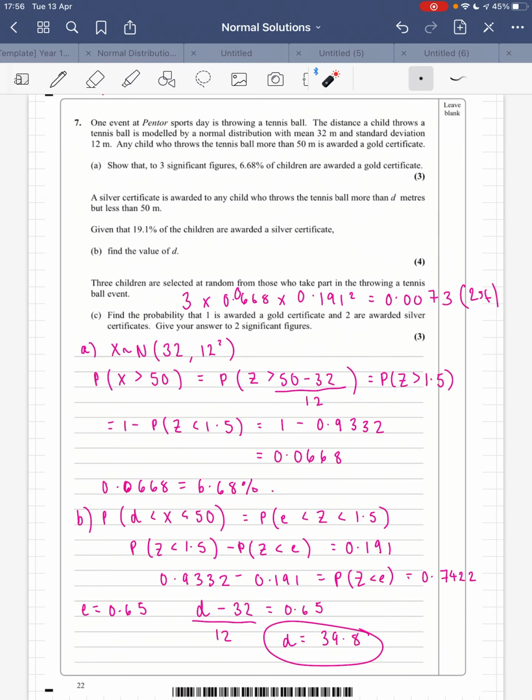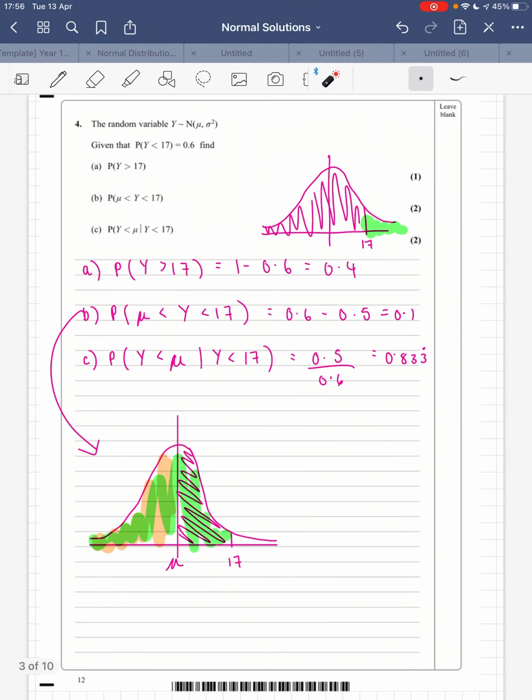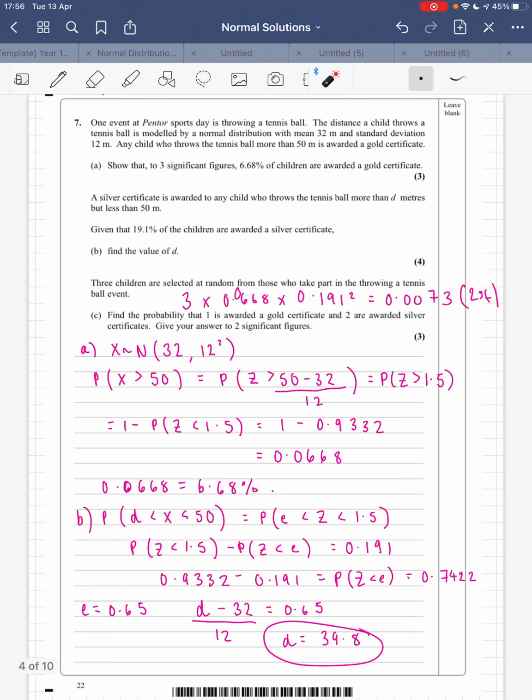To do that, when you have a double inequality, we have to do the probability that Z is less than 1.5 minus the probability that Z is less than E. Just like we looked at here, when you've got that double inequality, we do the probability of the bigger one minus the probability of the smaller one. We know that it has to equal 0.191, as they've said in the question. The percentage is 19.1%, so that's 0.191 as a decimal. We know the probability for this, we've worked it out already, is 0.9332.